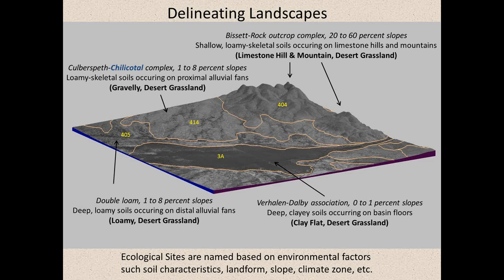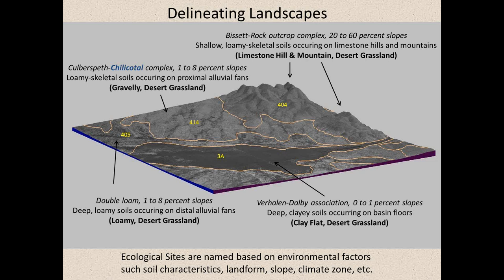In this case, Coperspeth-Chilicotal occurs on proximal alluvial fans. This is map unit 414, the loamy skeletal soils occurring on proximal alluvial fans. They're derived from these limestone hills and mountains, map unit 404, Viscid-Rock outcrop, 20 to 60% slopes. Soils are shallow, loamy skeletal. Skeletal means that the subsurface of the soil by volume has 35% or more rock fragments. So it's a pretty rocky soil, and it can be droughty. And this occurs on limestone hills and mountains.